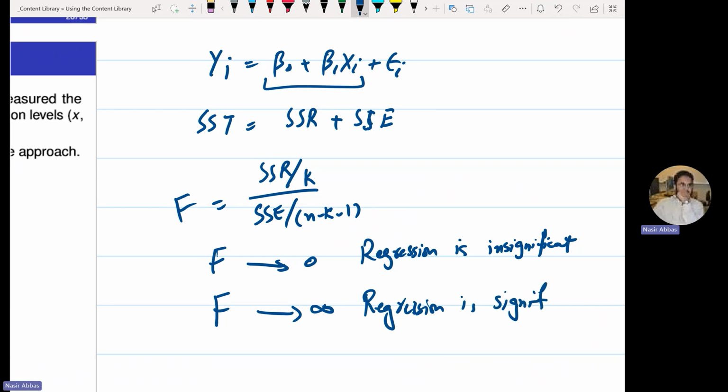When will this be big? When the error is small and the numerator is large. When the numerator is large, that means SSR is large. Well, that means the explained variation is bigger, unexplained is smaller. That will push F towards infinity.